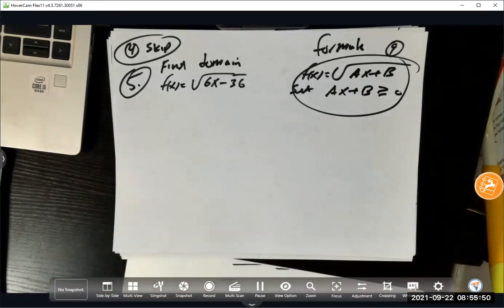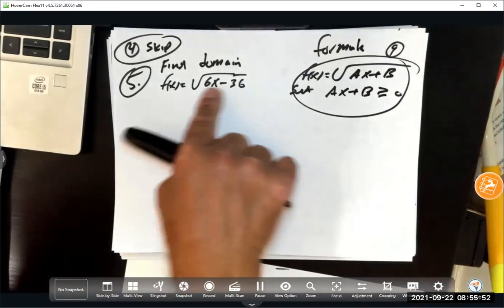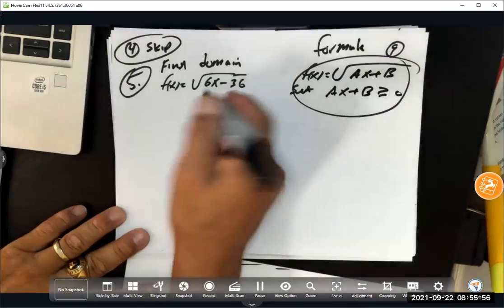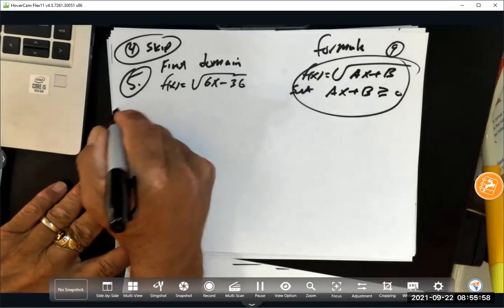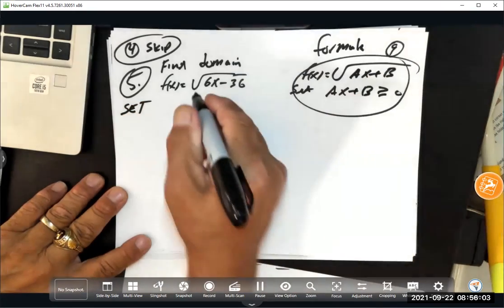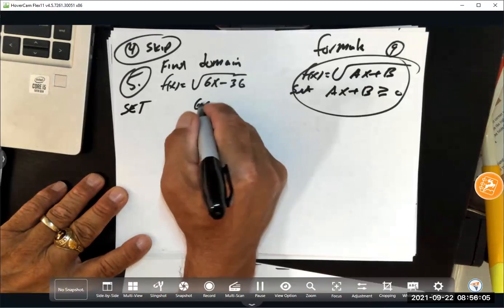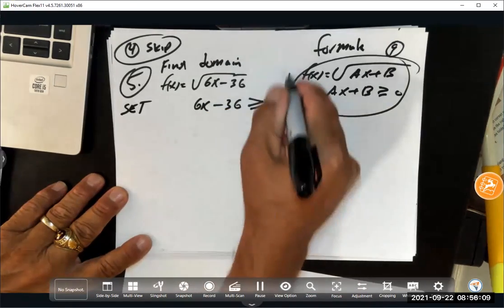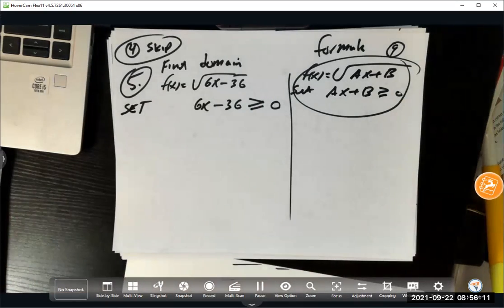All right. Domain means what numbers can I put in here that work? I don't get square roots of negative numbers. That's all it means. So the way you do it, you're gonna set it up like that one. So if I set it up like this, whatever's in here, 6x minus 36, has to be bigger than or equal to 0. So how do you solve this thing right here?